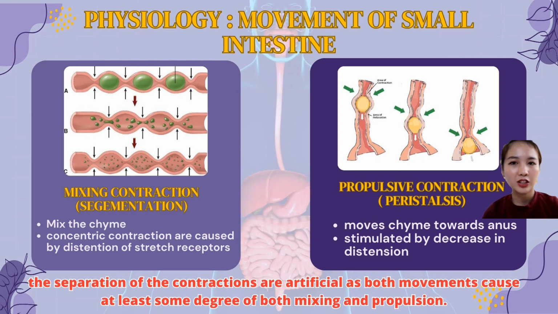So the second movement is propulsive contractions, a movement that I can say we are all already familiar with, because propulsive contraction is actually peristalsis, but it occurs in the small intestine. Peristaltic waves are the waves that propel the chyme through the small intestine towards the anus. It moves the chyme throughout the small intestine towards the anus. Peristalsis is stimulated by a decrease in distension once most nutrients have been absorbed.